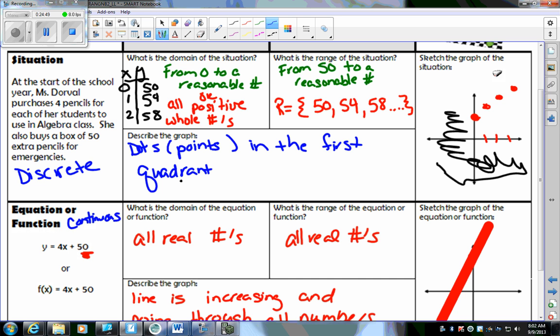Remember, your quadrants go 1, 2, 3. Whoa, one more extra line. Sorry, that's not 4. That's not even a 4. 3 and 4. Like that.